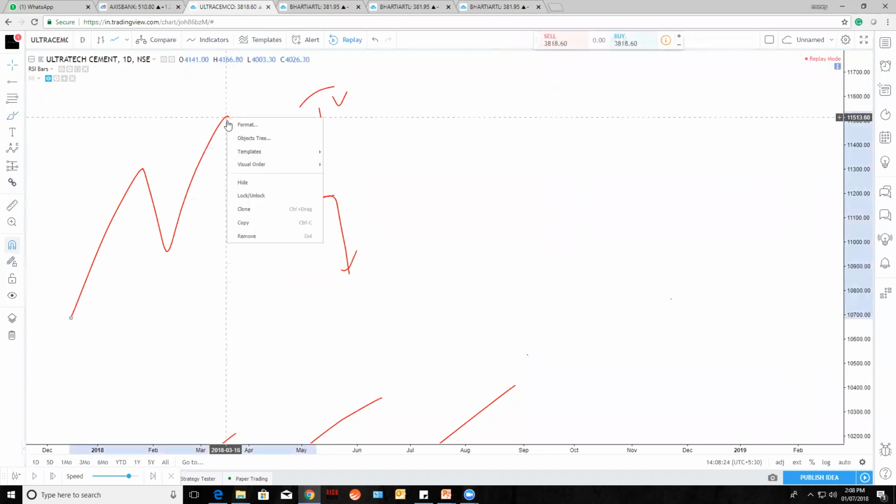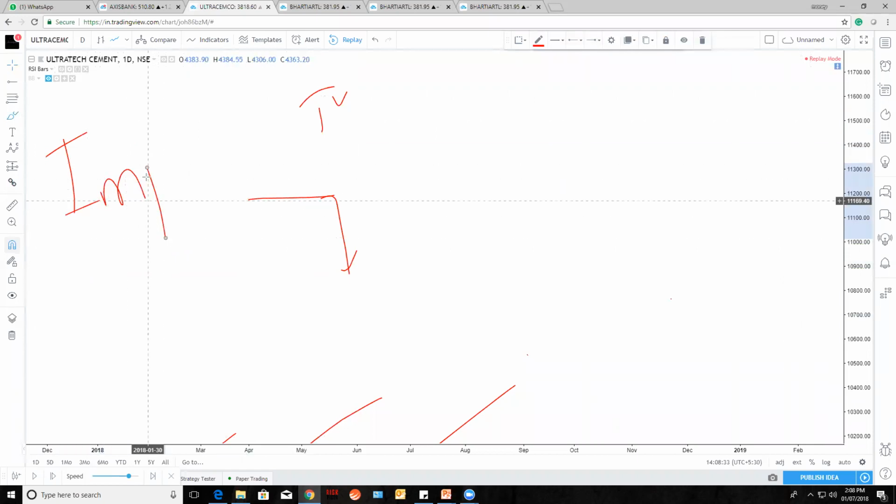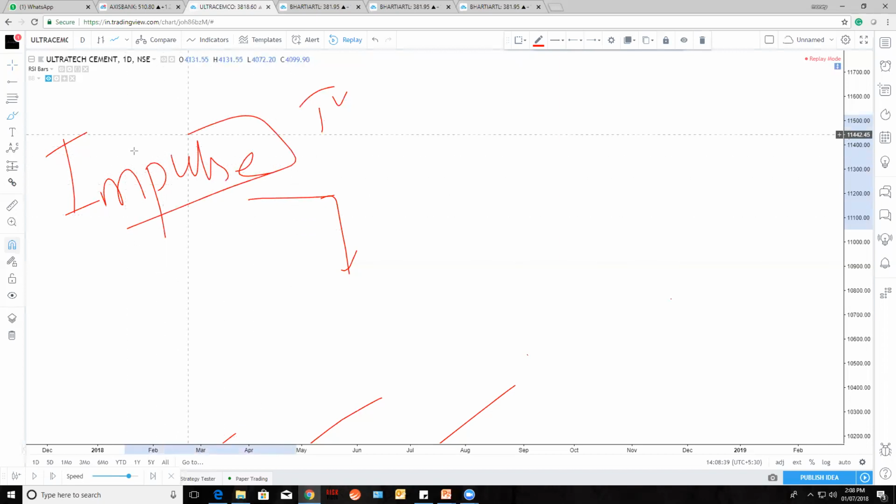Okay. And trade only impulse waves. Leave the corrections. Trade only impulse waves because they are very sharp moves, and it will make you rich a little sooner. Corrective waves are time taking, so trade impulse waves.